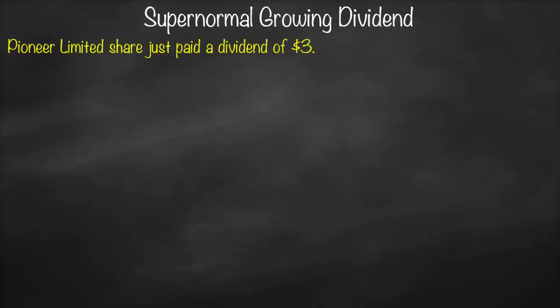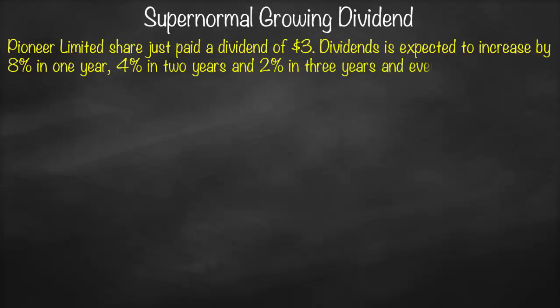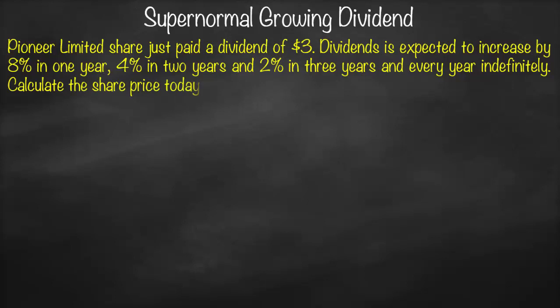This is an example about the supernormal growing dividend discount model. The question is, Pioneer Limited's share just paid a dividend of $3. Dividends are expected to increase by 8% in 1 year, 4% in 2 years, and 2% in 3 years and every year indefinitely. Calculate the share price today if the required return on investment is 10%.